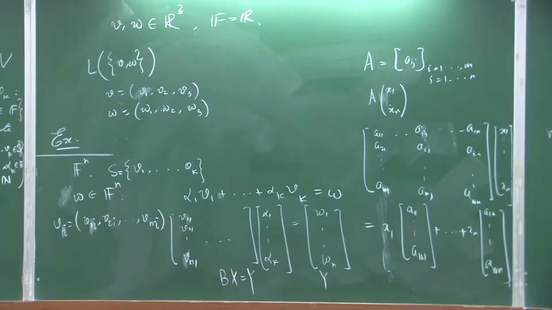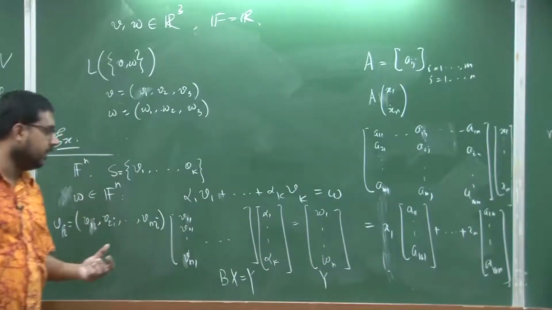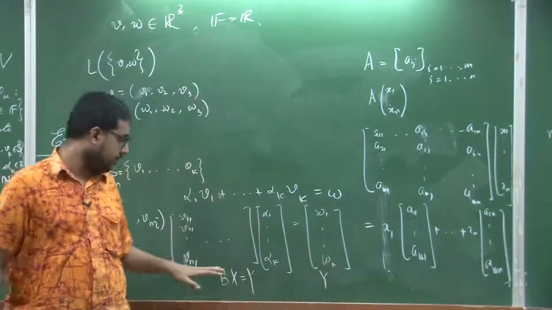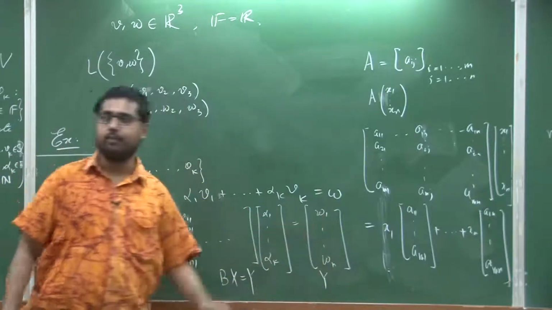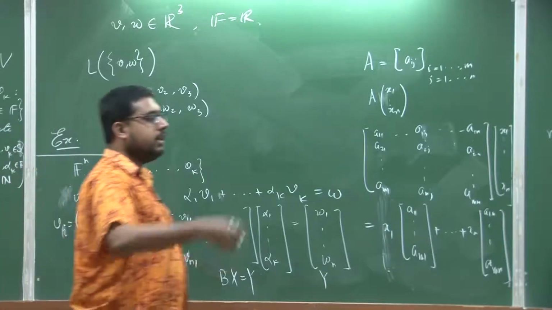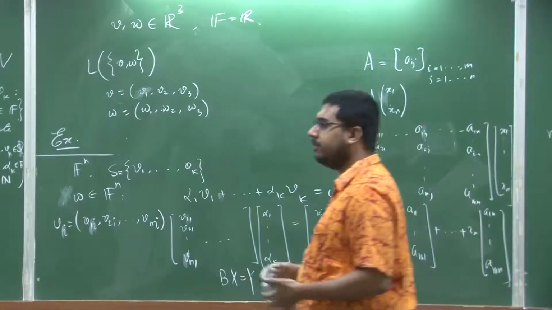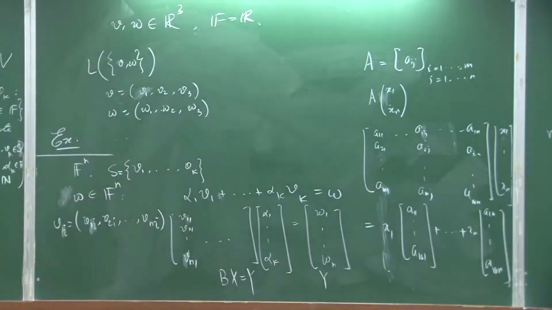So, therefore, given a set, its linear span is precisely those vectors for which the system admits a solution. So, thus the problem of determining whether a given vector lies in the span actually reduces, in an equivalent way, to the problem of solving a system of linear equations.